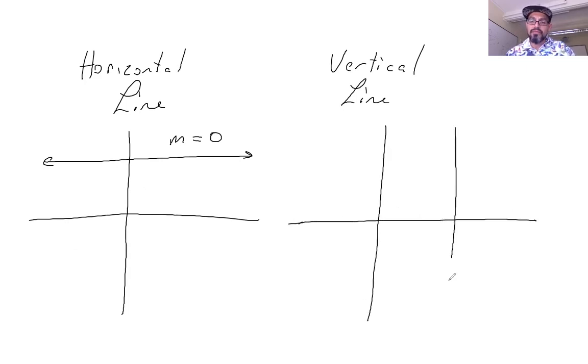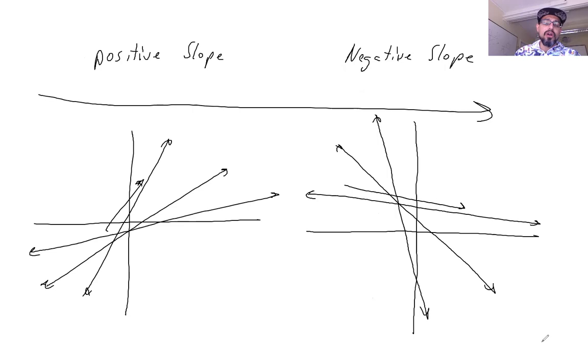Okay, and then if we have a vertical line, the slope of the vertical line is what we say in math, undefined, a circle with a line through it, right? So you have a slope of 0, where it's a horizontal line, or you have an undefined slope, in which case it's a vertical line. And then the other two types of lines we have are lines with positive and negative slopes.